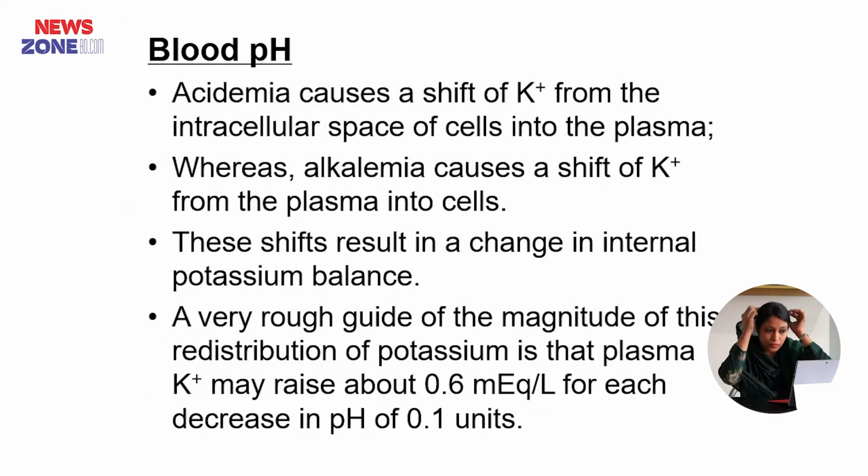Blood pH. Acidemia causes a shift of potassium from the intracellular space into the plasma, whereas alkalemia causes a shift of plasma potassium from the plasma into cells. This shift causes a change in the internal potassium balance. A very rough guide of the magnitude of this redistribution is that plasma potassium may rise about 0.6 milliequivalent per liter for each decrease of pH of 0.1 units.